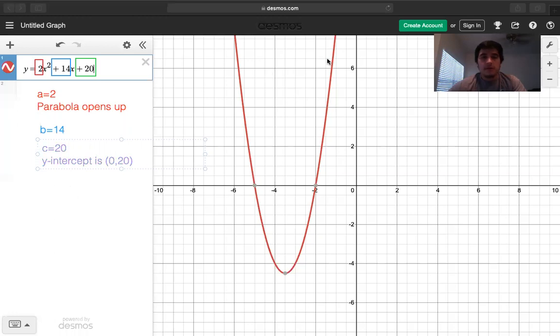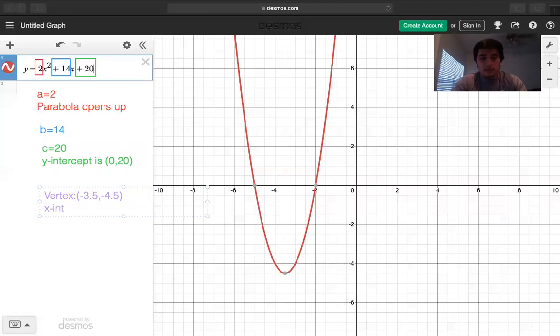So the first thing I want to find is the vertex. Remember, the vertex is the highest or lowest point on the graph. Here, since it opens up, I have a lowest point. If I look at my graph and highlight over my lowest point, it's (-3.5, -4.5). So all we have to do is type in (-3.5, -4.5). Just like that, easy. We're done with the vertex.